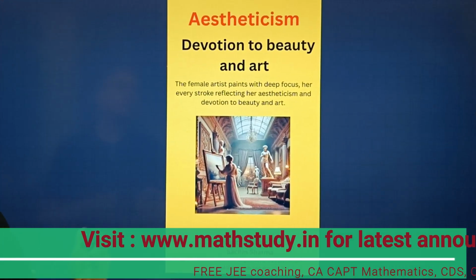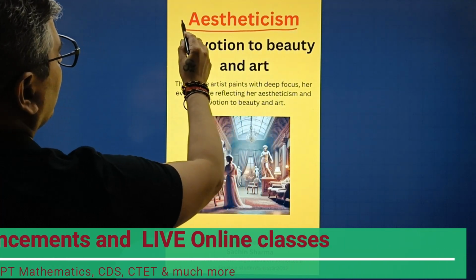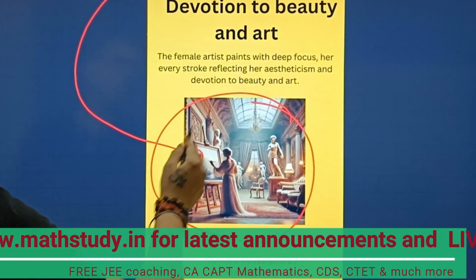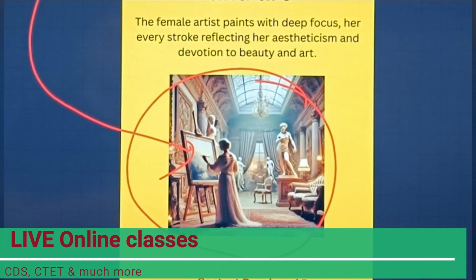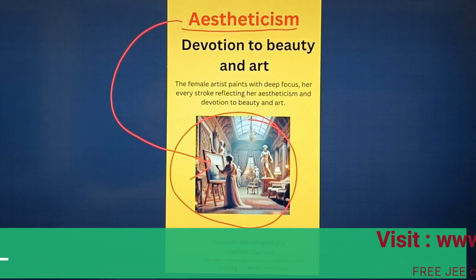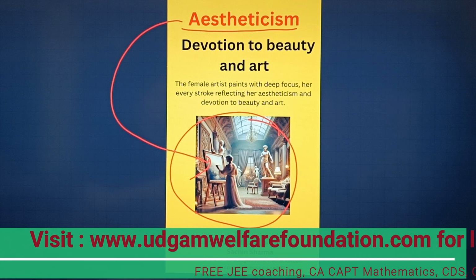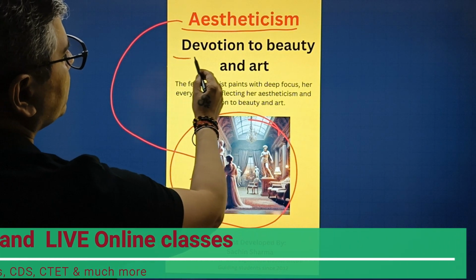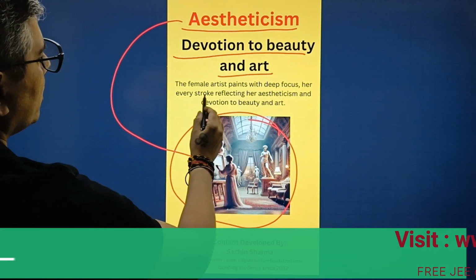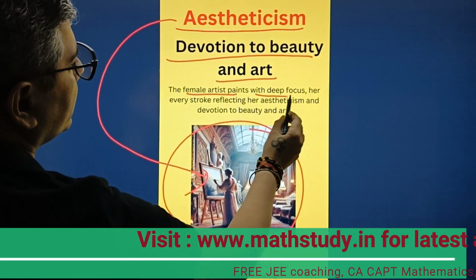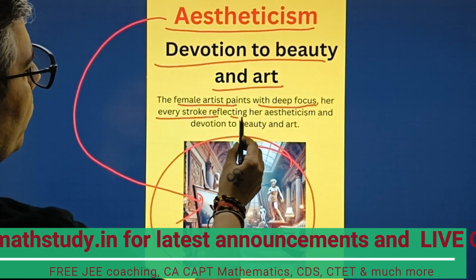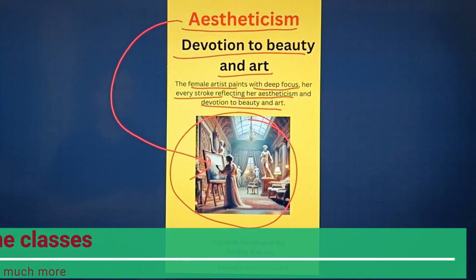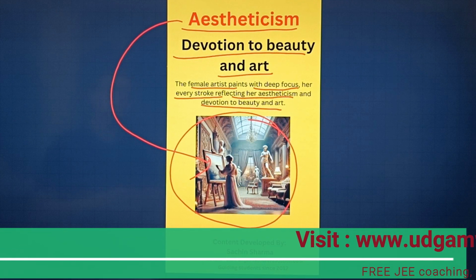So our next word here is aestheticism. If we link this particular word to this picture, we can see that there is a lot of sculpture and a woman is drawing some picture aesthetically, devoting her entire focus towards that picture. And if we look at the meaning here, this is devotion to beauty and art. The female artist paints with deep focus, her every stroke reflecting her aestheticism and devotion to beauty and art. Very simple. Now let's move towards our next word.